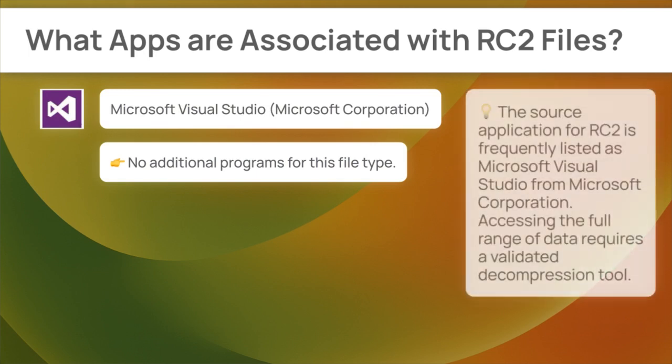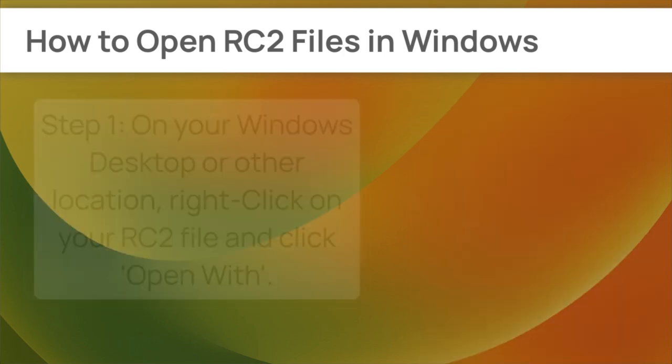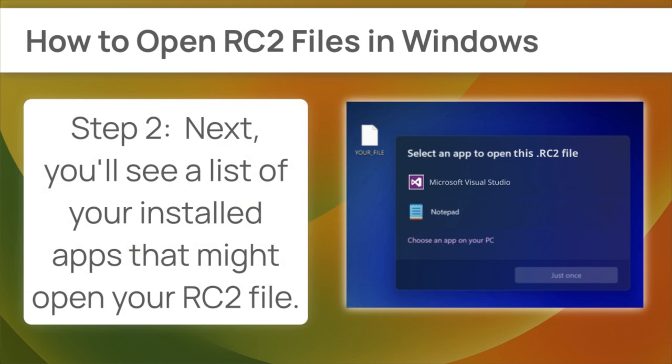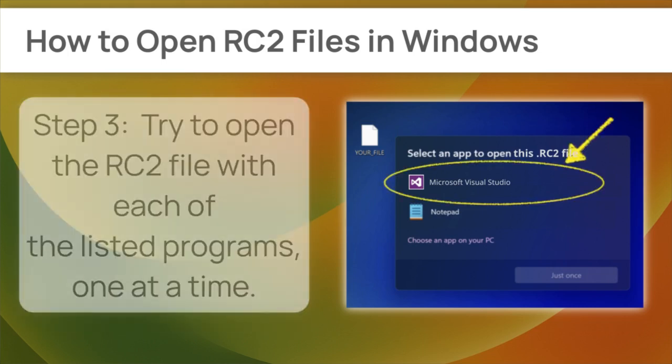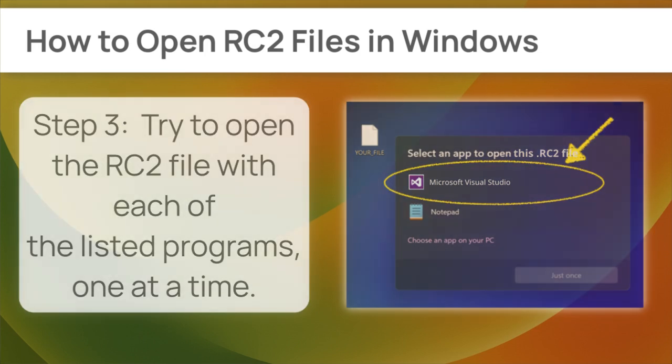Accessing the full range of data requires a validated decompression tool. Windows cannot interpret scripting languages automatically, requiring the proper toolset. Your most crucial first action is the file association test. Right-click the RC2 file and choose Open With. If Microsoft Visual Studio is on your machine, test it. If not, choose another program. We must find the correct software.